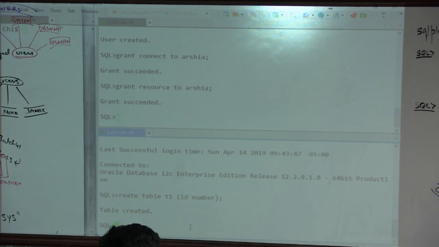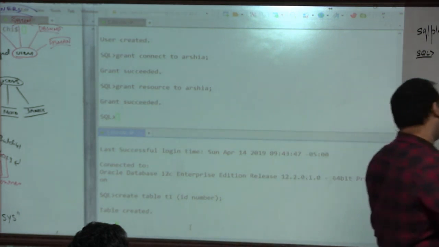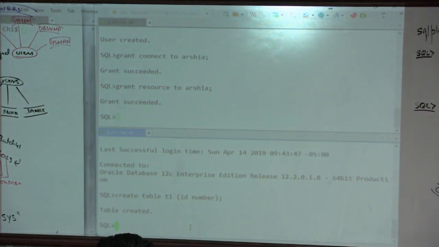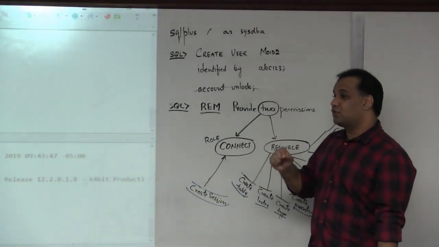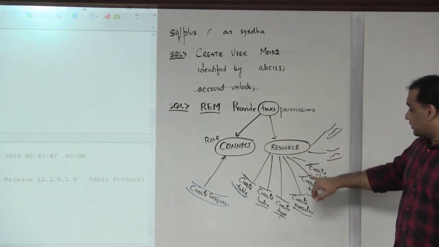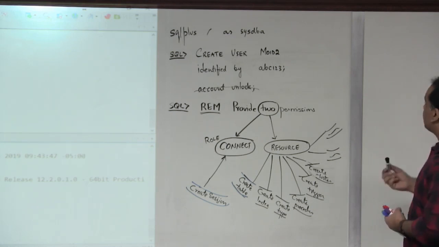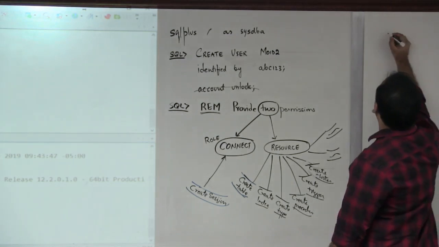So every single user, if they are only there to connect to the database, this is it. You only say grant connect to the user. If that user is also going to create tables, then you will say resource, because resource internally has about 7 or 8 more permissions. Okay, so here how do we do this?